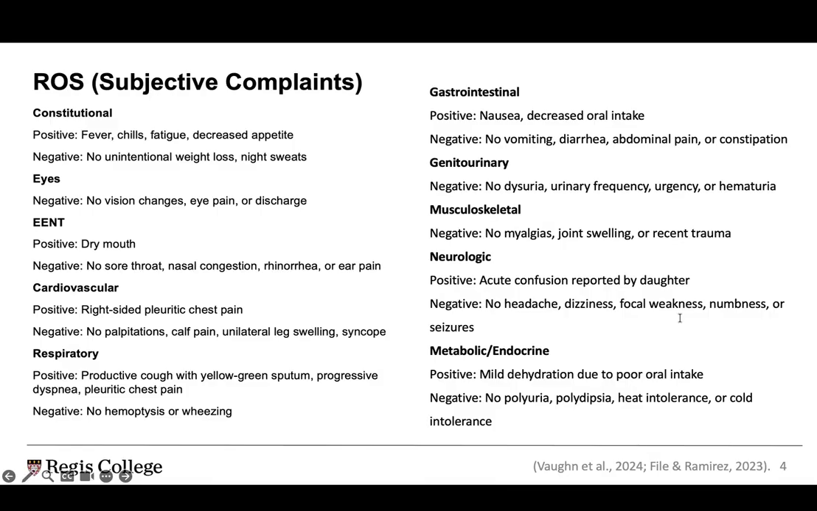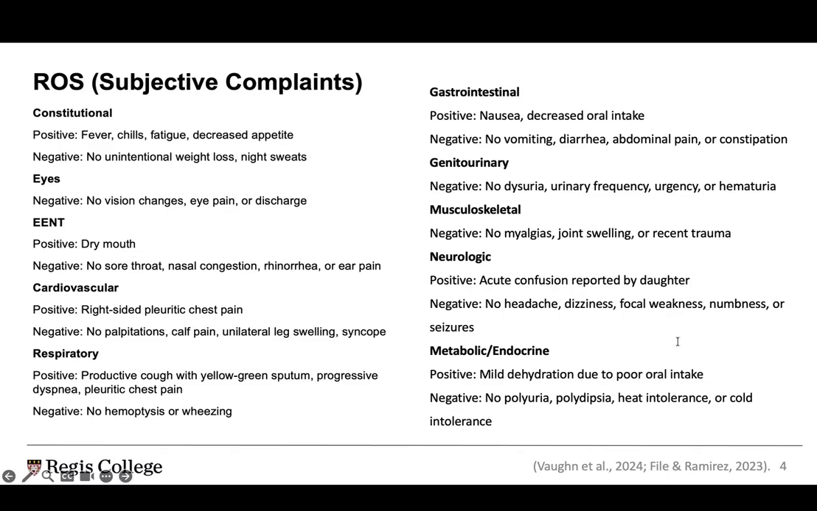GI review was notable only for nausea and decreased oral intake. She denied vomiting, diarrhea, abdominal pain, or constipation. Genitourinary and musculoskeletal review were negative, making a UTI or another systemic source of infection less likely.